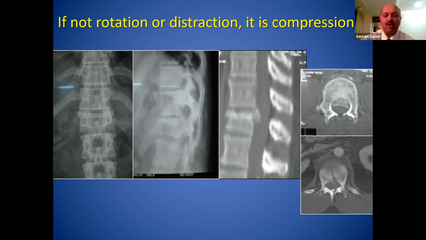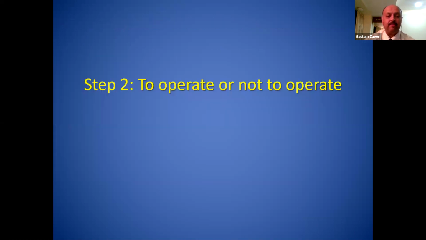And type C is a rotational injury where both the anterior column and the posterior column are disrupted, and it's a highly unstable injury. Your job when you look at the patient is first, is this a rotational injury? Look at the X-rays, CT scans, try to see any evidence of rotation. If there is no rotational injury, is there any evidence to suggest that this patient has a distraction injury? If there is no distraction, then by exclusion, this is a compression injury.